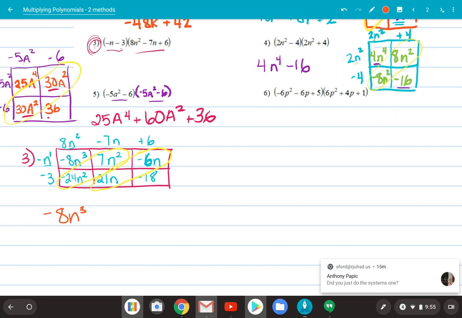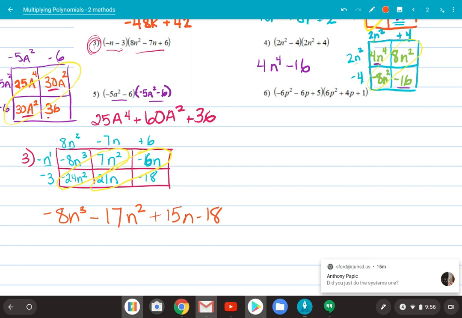My subtractions are not that great today, sorry. So 24 minus 7. You guys, I'm brain dead today. I'm sorry. 17n squared. 21 minus 6 is 15, sorry. 15n minus 18. And we get our answer.